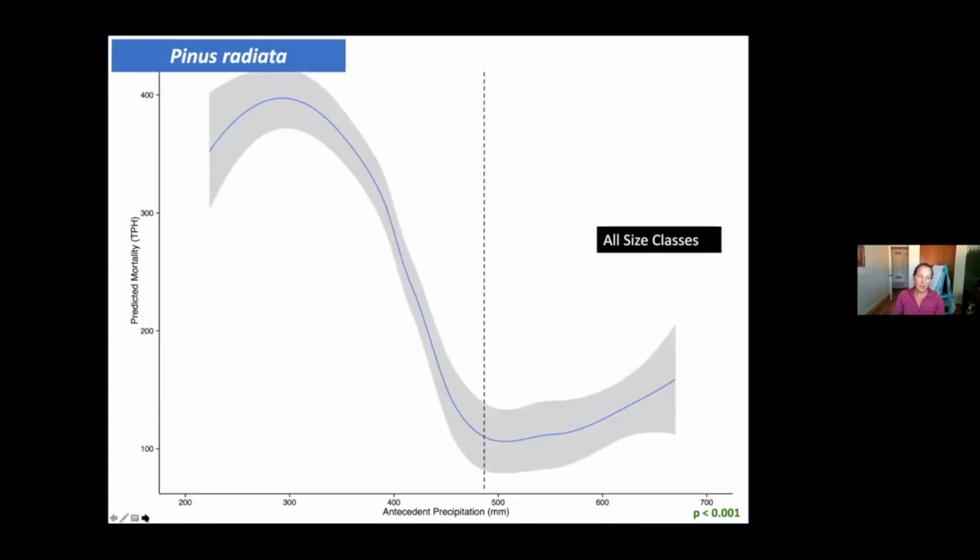Across all size classes, we do see this decline in mortality when we see increases in the previous year's precipitation. So that prior year's precipitation seems to moderate or mitigate some of these effects. And there's this line around 480 millimeters of precipitation at which we start to see that dramatic reduction in mortality, shifting to an increase in mortality as we see reductions in precipitation.